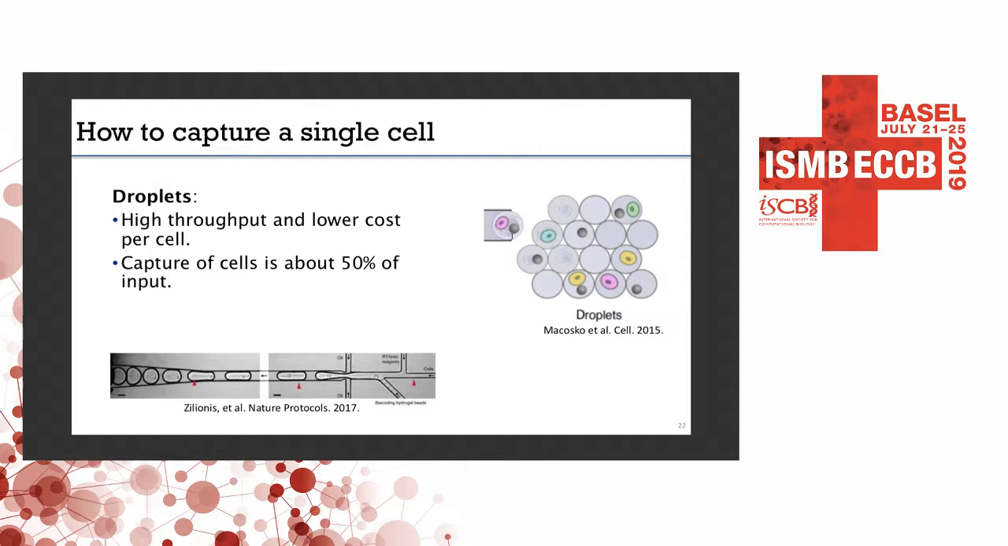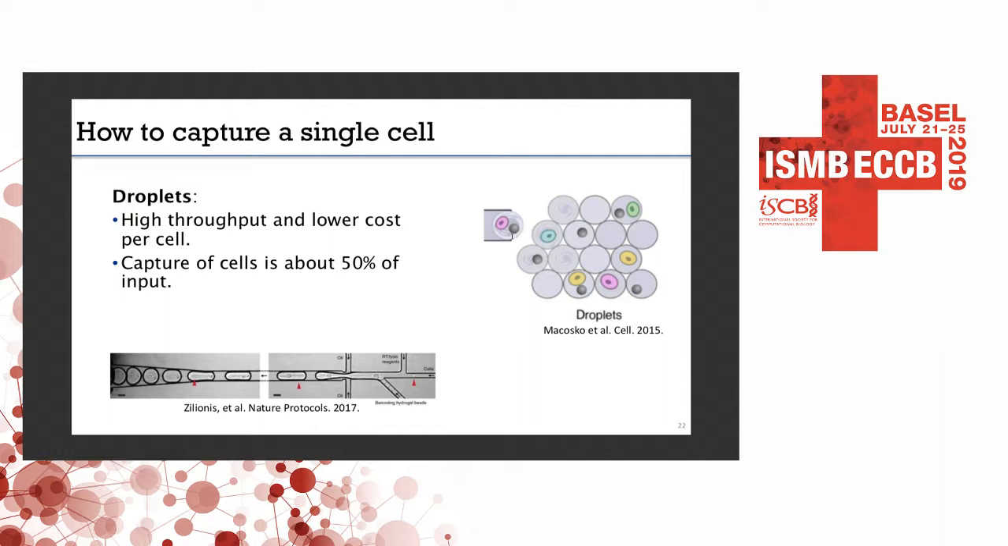So here we're flowing cells, again using microfluidics, but here we're flowing the cells into these droplets of water where we hope to get not just the cell in the droplet, but also some barcodes and reagents so we can actually get the information, the RNA from each cell. And so these droplets here is an example.